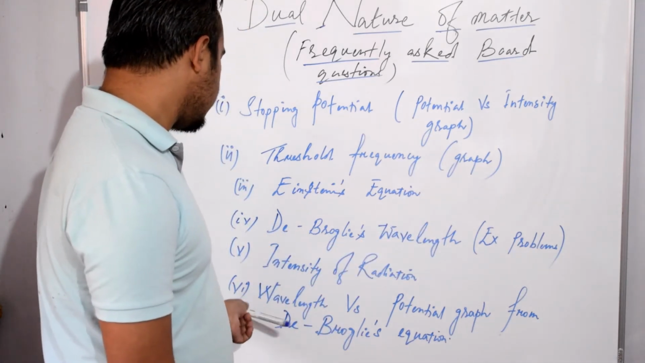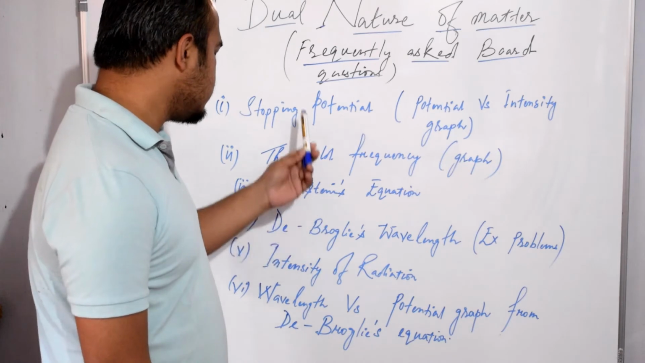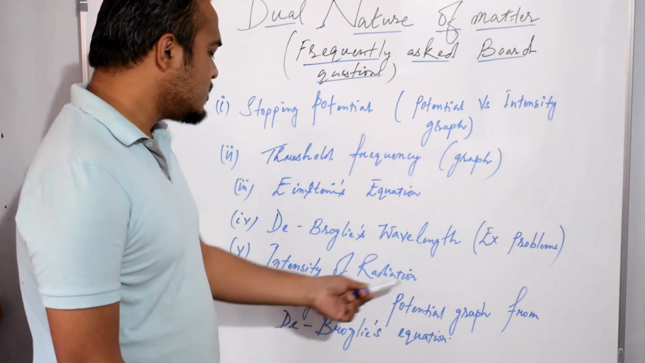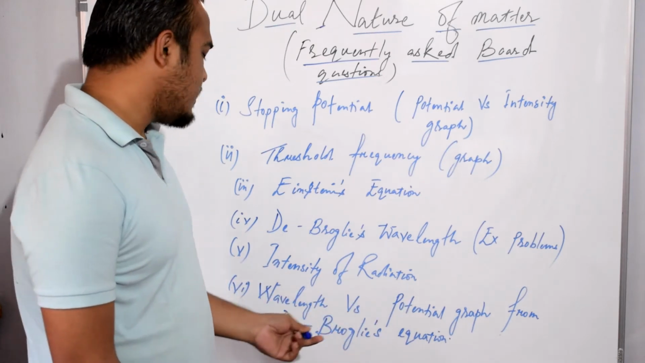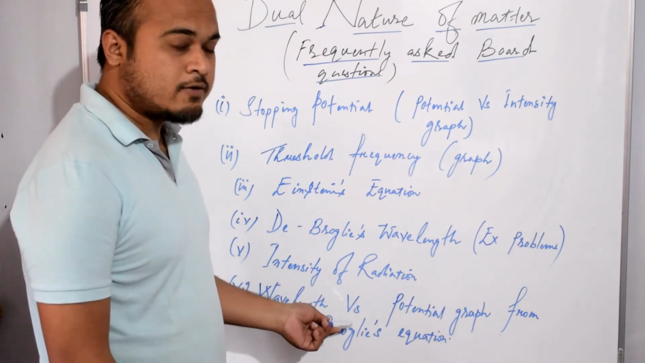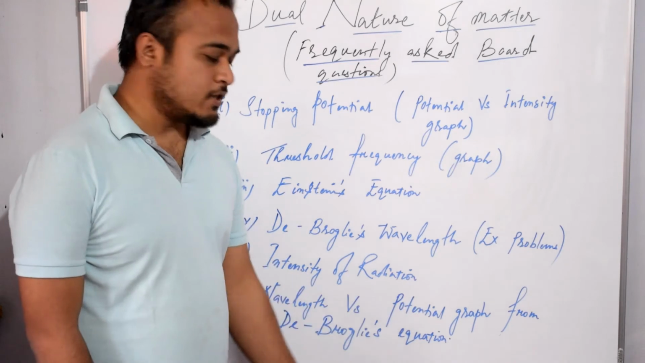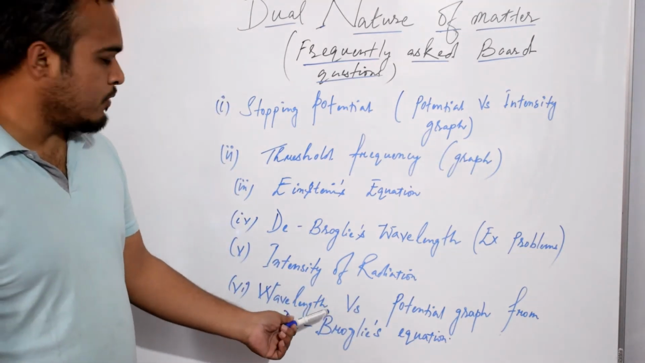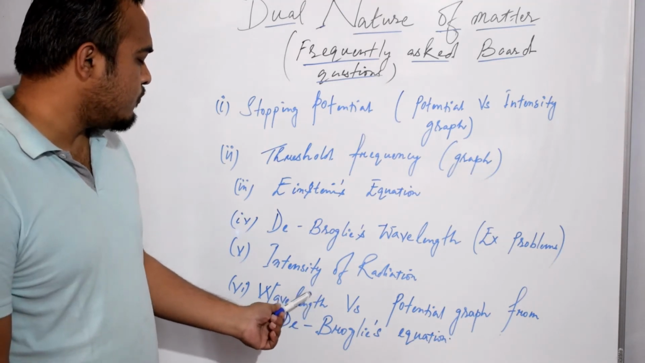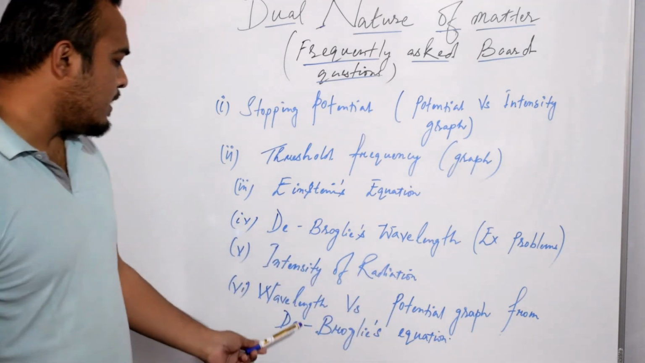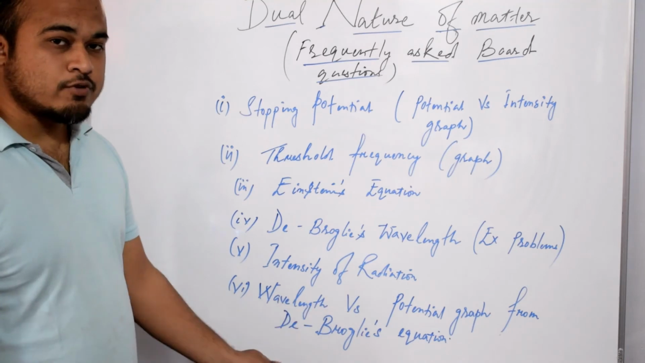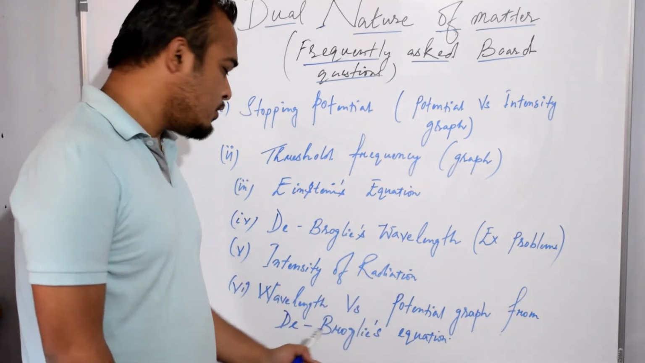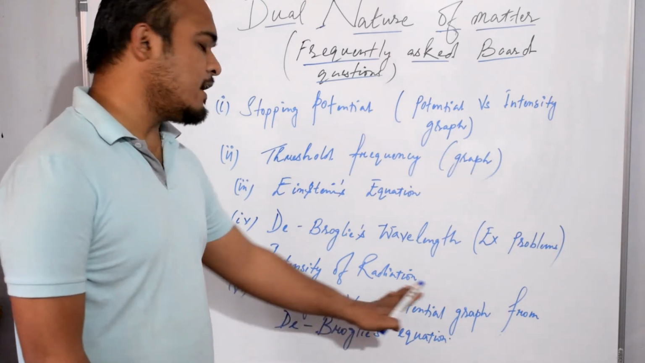The sixth topic, which is the last topic, is the wavelength versus potential graph. This is from de Broglie's equation. You'll have to draw the diagram for wavelength versus potential, and this comes under de Broglie's equation. Before drawing the graph between wavelength and potential, you will have to know what de Broglie's equation is and its definition. After that only you can draw the graph between wavelength and potential.